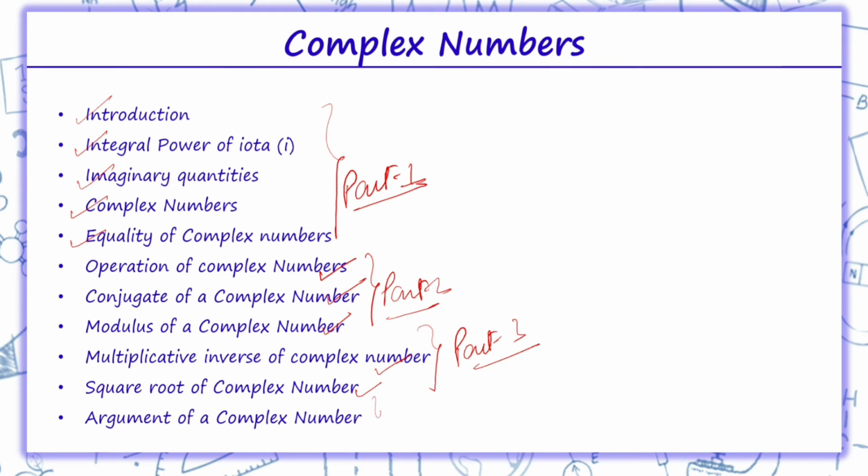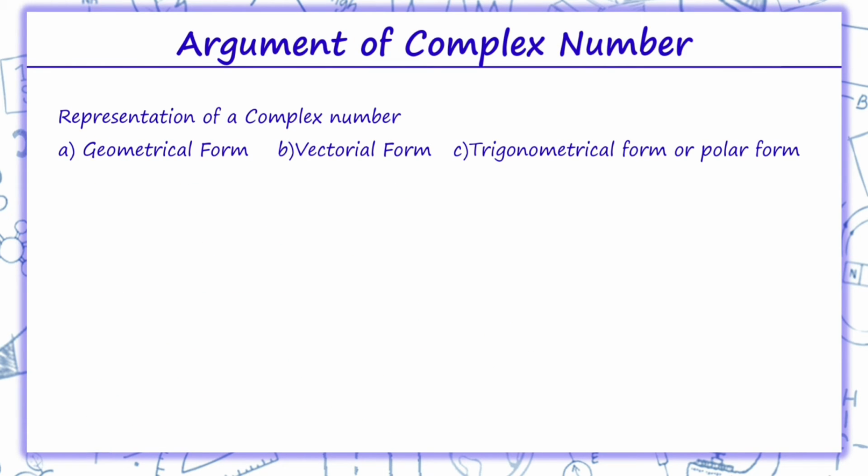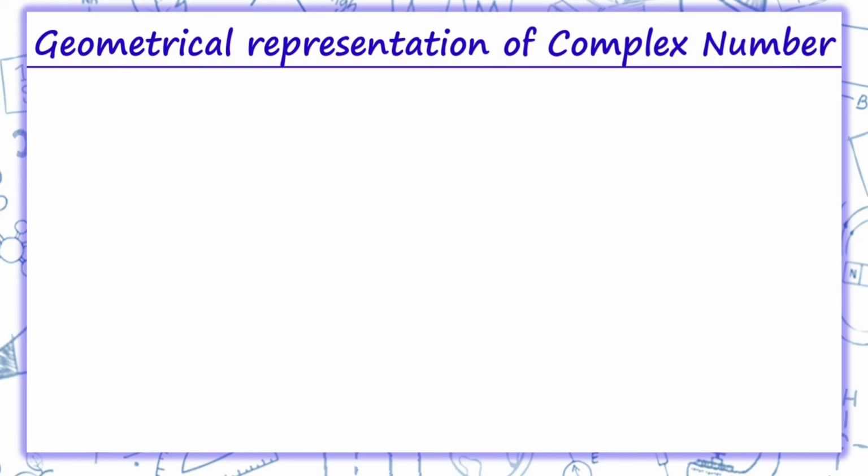Now in today's video, that is in part 4, we are going to study how to find argument of a complex number. For finding argument of a complex number, we should know how to represent these complex numbers. So complex numbers are represented in three forms. The one is geometrical form, second one is vectorial form, and the third one is trigonometrical form or polar form.